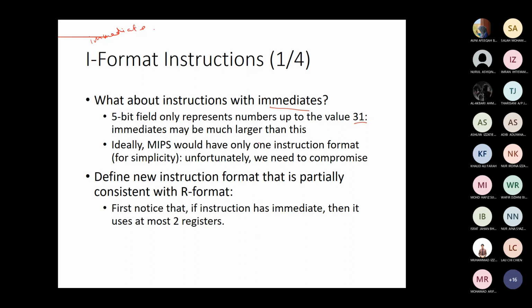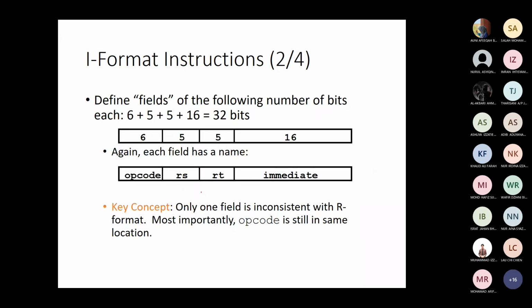So ideally, MIPS would have only one instruction format for simplicity. Unfortunately, we need to compromise. So they define a new instruction format that is partially consistent with the R format. First, notice that if an instruction has an immediate, then it can only use at most 2 registers in the command. So look at the I format instruction. They have only 4 fields. One is the opcode, 6 bit, always 6 bit. RS and RT are also the same, 5 bit, 5 bit. So you can just write here 6, 5, 5.